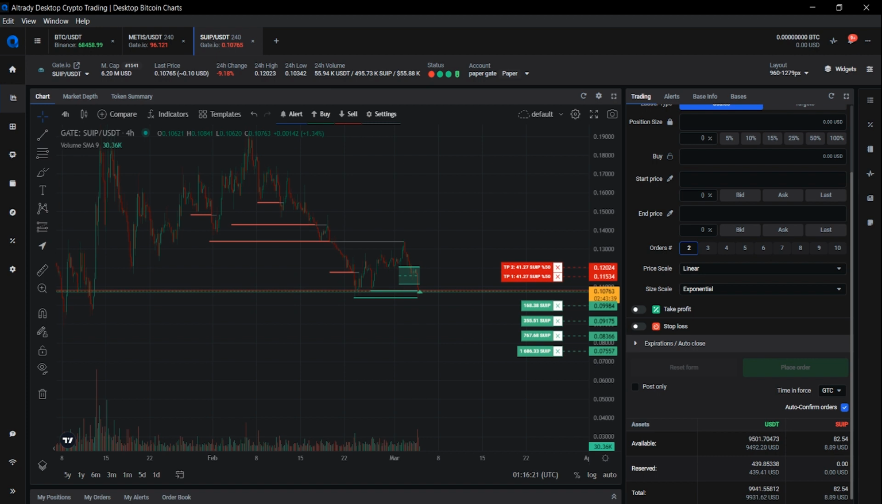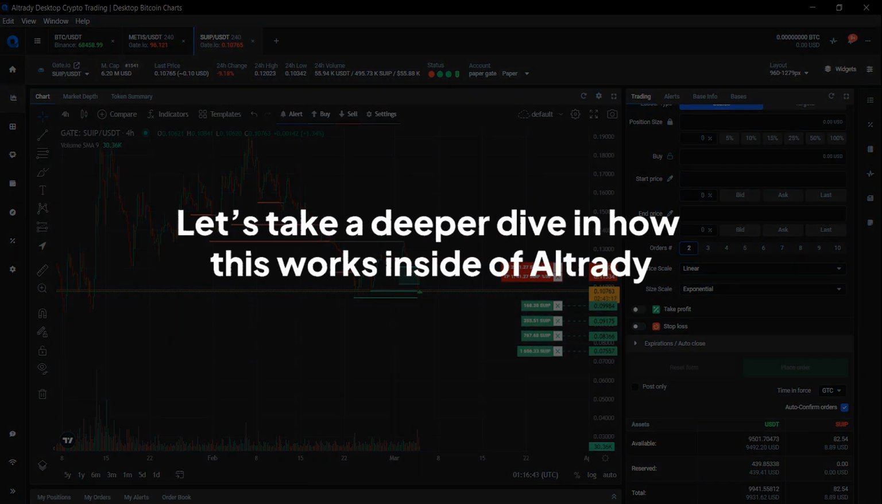Now, the first layer of our laddered orders has purchased coins, while take profit targets are set accordingly. This proactive approach allows us to quickly lock in expected profits if the market rebounds, while Altrady automatically updates take profit targets based on additional purchases, ensuring our strategy remains adaptive to market movements. Let's take a deeper dive into how this works inside of Altrady.